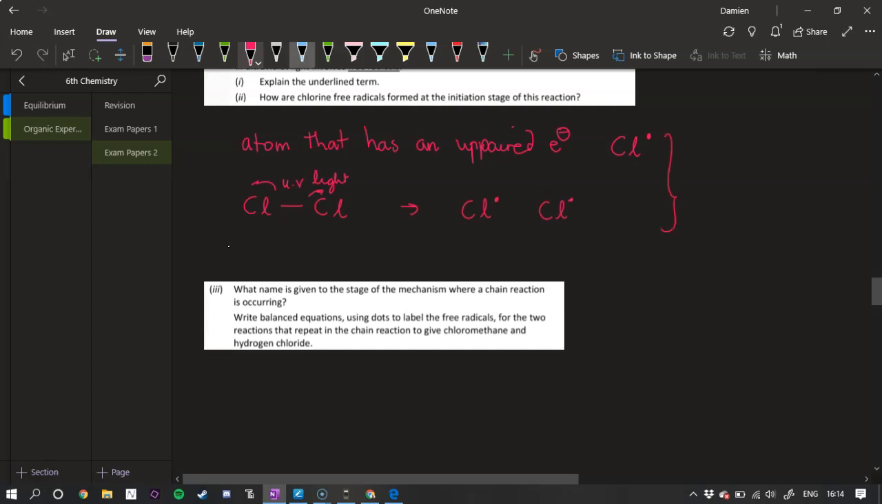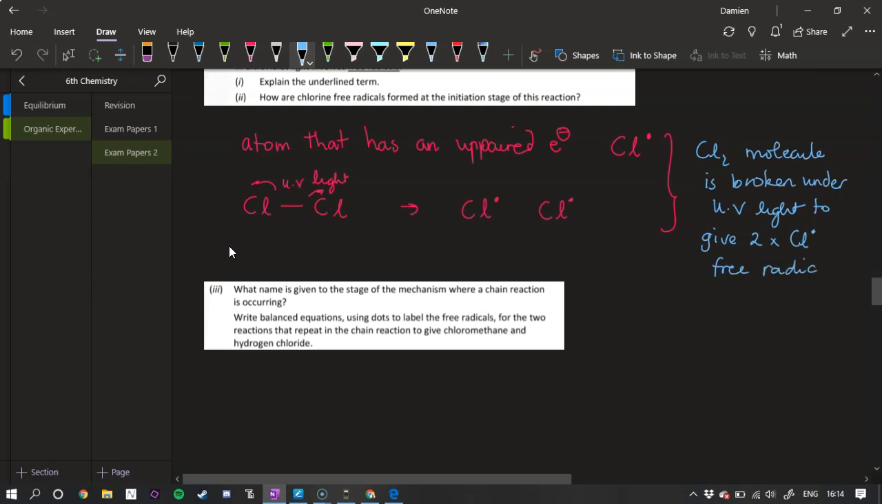So if you wanted to put it in words, you could put something like: Cl2 molecule is broken under UV light to give 2 Cl dot free radicals. You can do it like that as well. It really doesn't matter which way you do it.